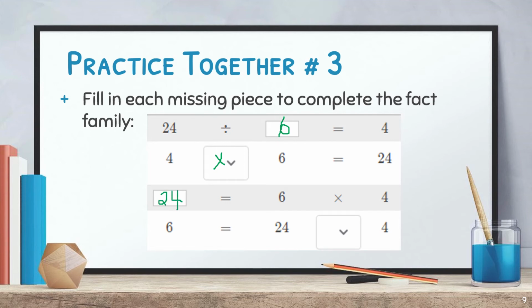And then lastly, 6 equals 24 blank 4. We're starting with a larger number here, and then blank 4 equals 6, so that would be division. It's going to say 24 divided by 4 equals 6. And that's how you fill in those blanks.